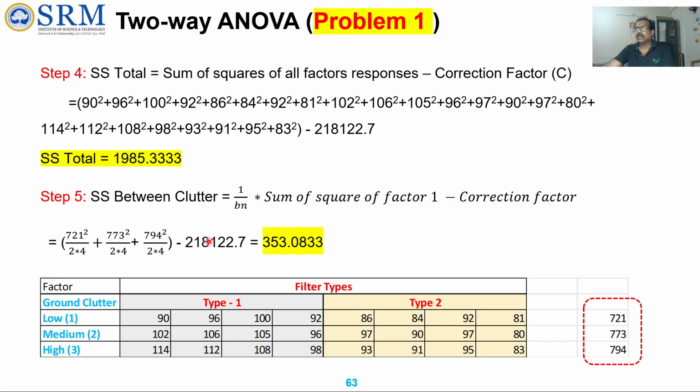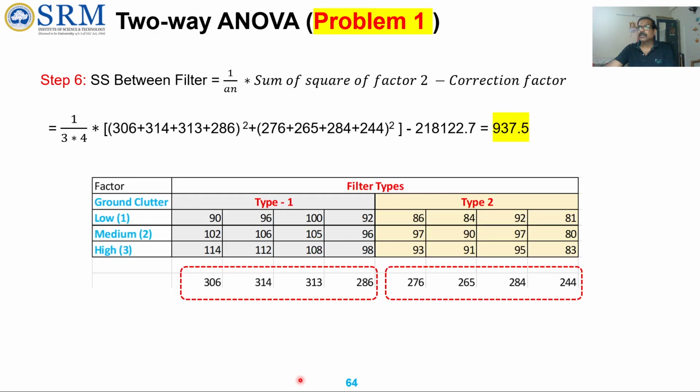So once we calculate SS between culture, now what do we have to do? SS between filter type. What does SS between filter type mean, which data do we have to use? We will have the column data here. Okay, so we'll see, column data. This total, this total, and so on. Same thing, 1 by AN.